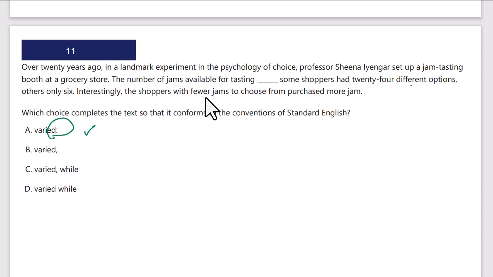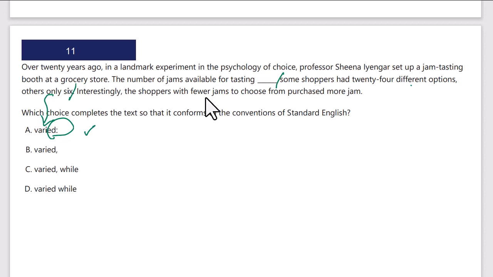This looks better. Interestingly, the shoppers with fewer jams to choose from purchased more jam. Okay, so that's kind of separate. I think this is going to be a colon, not while. So we didn't vary it while it was happening, or whereas as an alternative. Some shoppers had 24, others only 6. This part here is supporting the idea, or explaining or giving an example of how the jams available for tasting varied. That's what's going on, which makes this a good use of a colon.